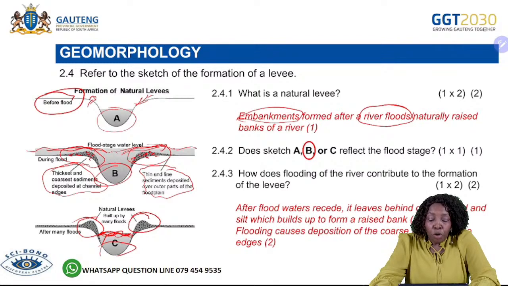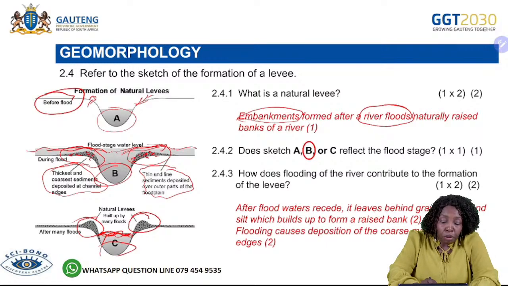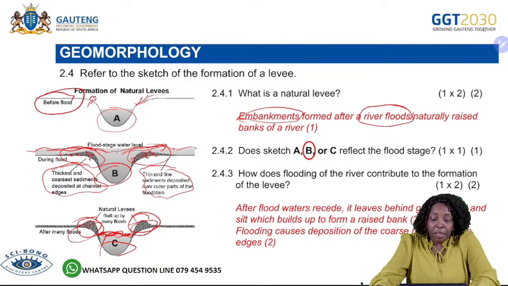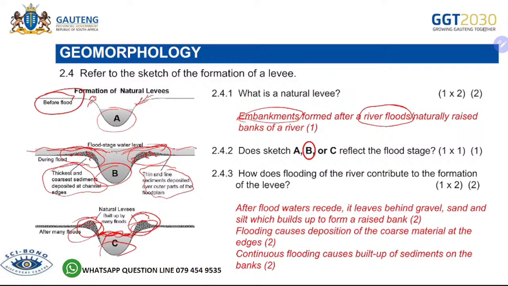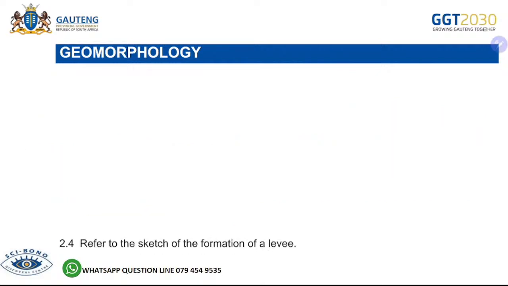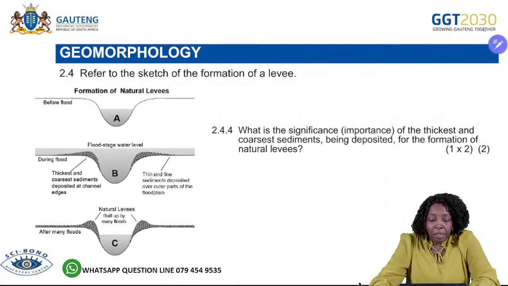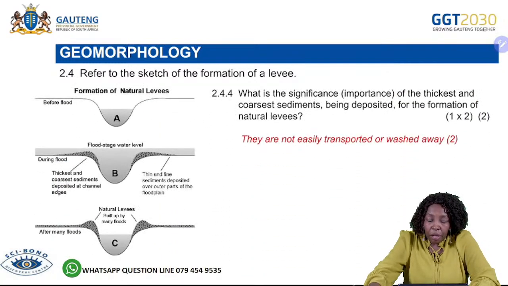And then flooding causes deposition of the coarse material at the edges. So we see the deposition of these sediments on the edges of the river banks. And then continuous flooding causes buildup of sediments on the banks. So we saw the development of a levee from this stage to this stage. So we can see now there's the heap of silt and sediments that is now deposited here. It's higher up. Let's look at what other questions were asked so that you can have a better understanding.